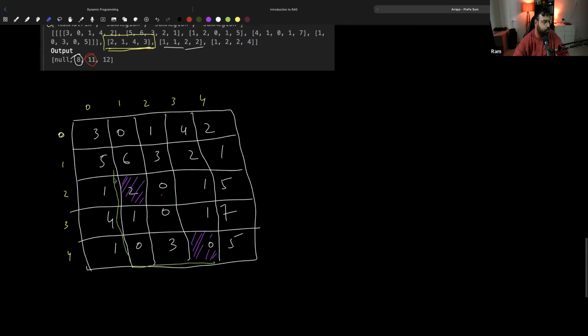We have to do prefix sum here also. We'll create one matrix only.